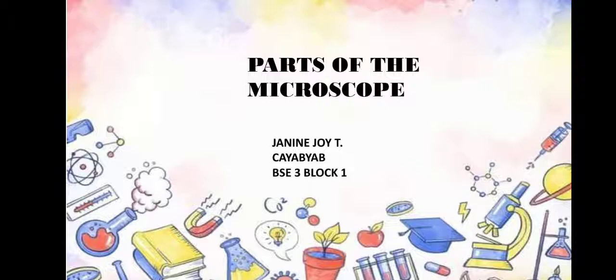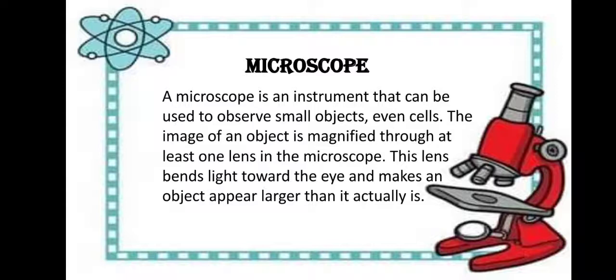First, what is a microscope? A microscope is an instrument that can be used to observe small objects, even cells. The image of an object is magnified through at least one lens in the microscope. This lens bends light toward the eye and makes an object appear larger than it actually is.